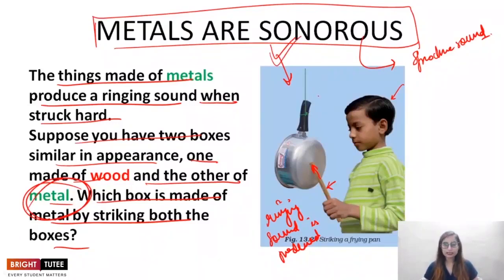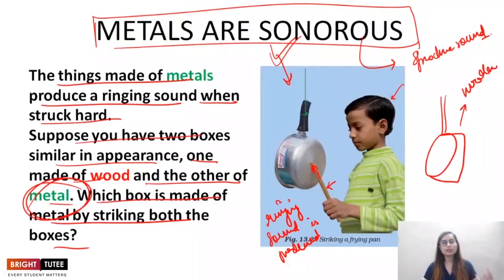Now in this case, if you had taken a wooden pan, imagine it to be a wooden pan, right? Wooden, not just a pan, any instrument. And if you try to hit it with a wooden rod, it will not produce any sound. This is because wood is a non-metal, and non-metals do not produce any sound. They are not sonorous, right? So this was another property to differentiate between metals and non-metals, right?